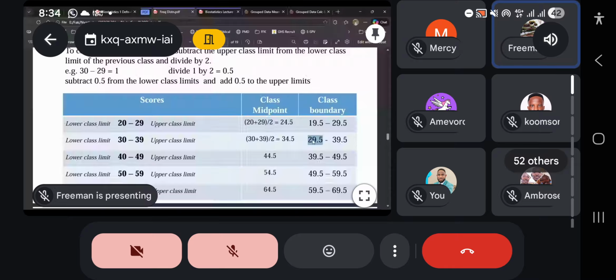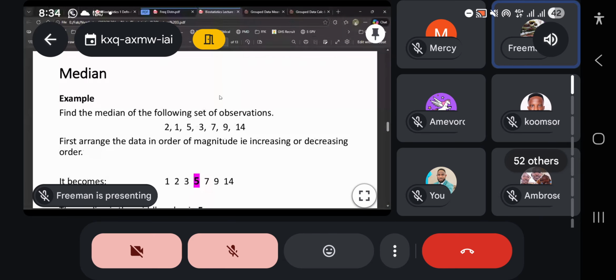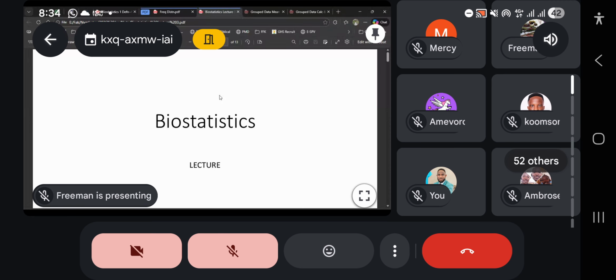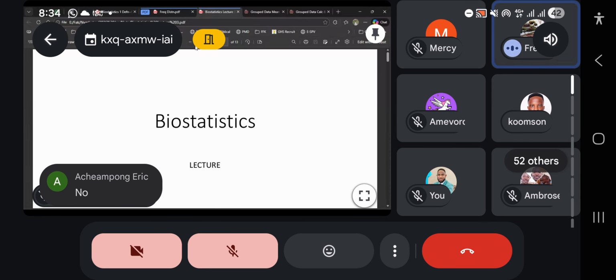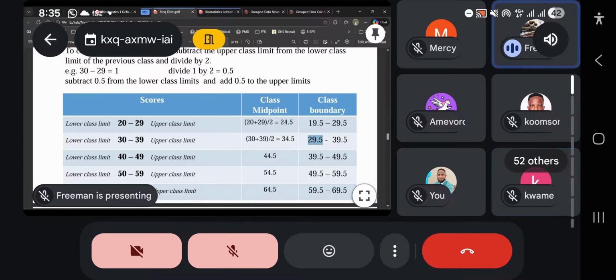Is there any confusion anywhere to be cleared? Any confusion again to be cleared? Okay. Good. Thank you.